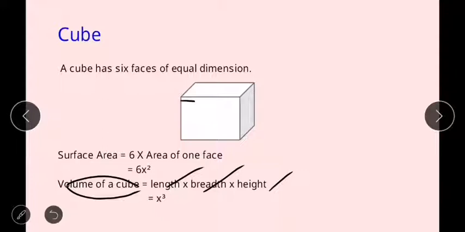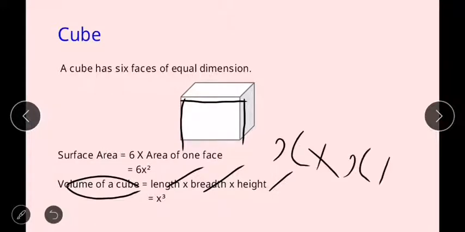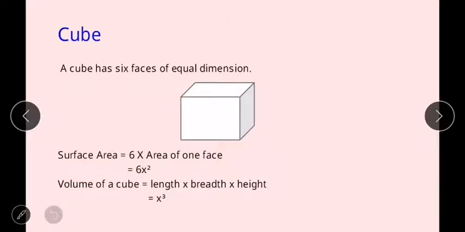This is the length of a cube. This is the height of a cube. And this is the breadth of a cube. So because they are of the same magnitude, the volume of a cube is given as x times x times x. And that makes it what? X cube. Cube of x. X in 3 places. X times x times x gives you x cube.